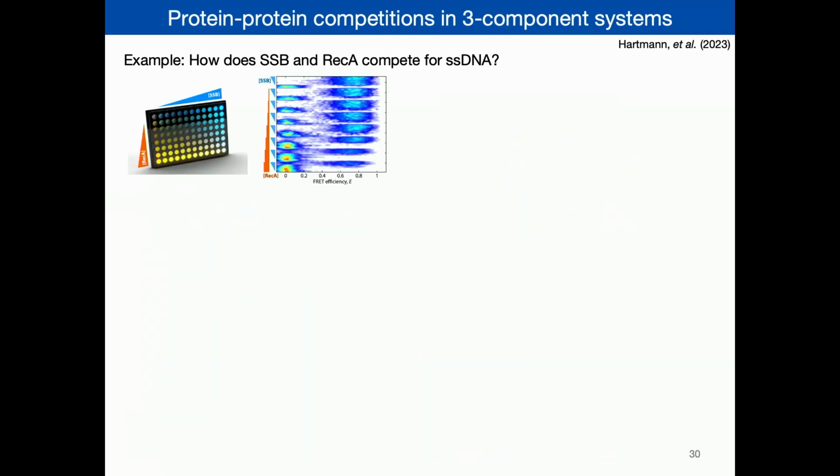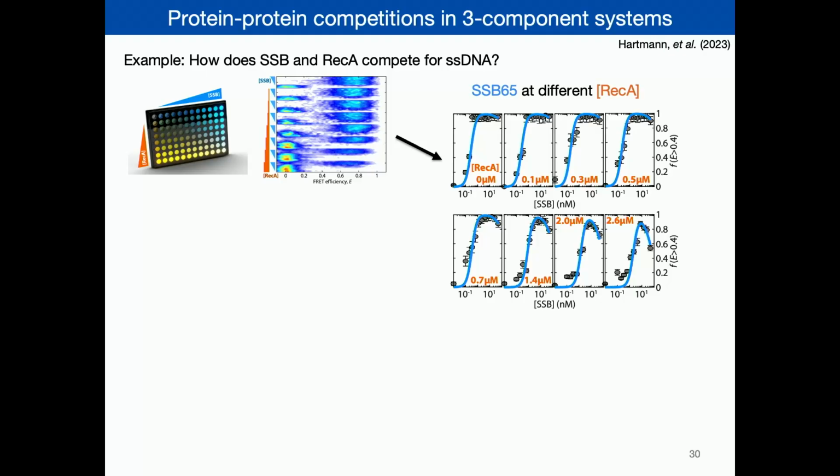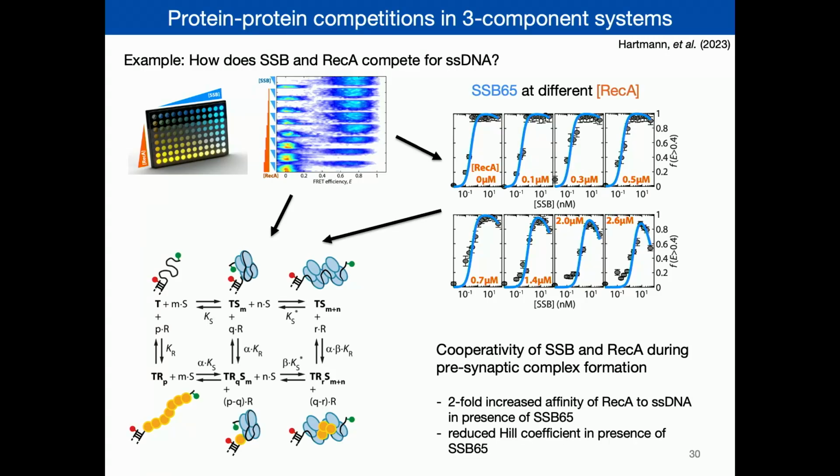I will not go into all the details, but what I can show you is we can extract now for an increasing SSB concentration at a constant RecA concentration, the change of fraction of molecules being bound by SSB, for instance, and we can then actually build up a thermodynamic equilibrium model and extract information about how SSB stimulates RecA filament formation. That actually this increases the affinity and it reduces the Hill coefficient of filament formation for RecA.